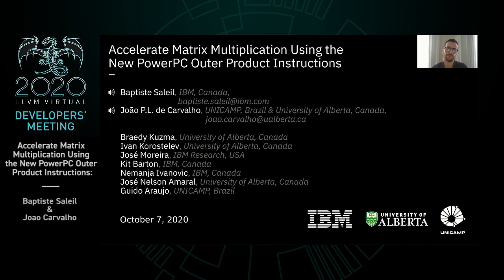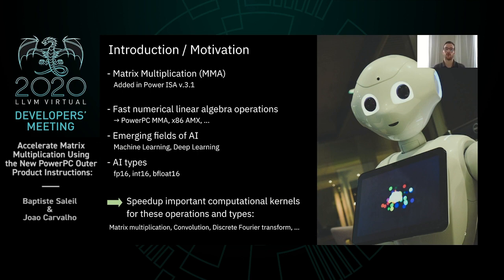These new instructions were added with version 3.1 of the PowerPC ISA that has been publicly available for a few months now. The motivation behind these new instructions was the increasing need for fast numerical linear algebra operations, in particular on small vectors and small matrices. This increasing need is mainly caused by the emerging field of AI, in particular machine learning and deep learning, which extensively use these operations.